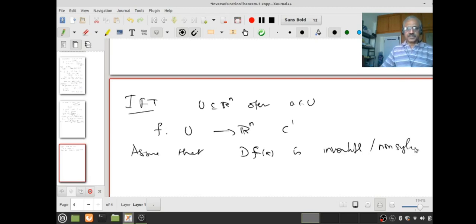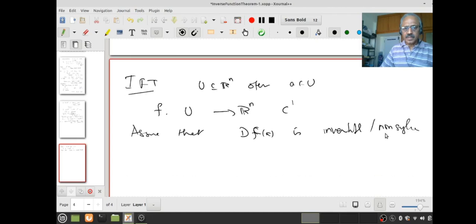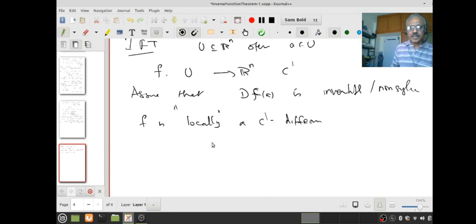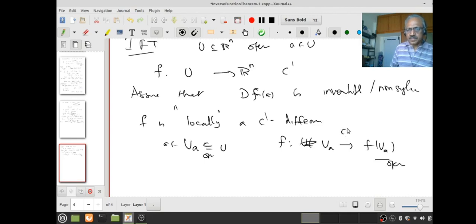These are the assumptions. That's it. Okay. Then what we want to say is that f is locally a C1 diffeomorphism. What does that mean? There is an open set UA contained in U, right? And so that f from UA to f of UA is open and this is a C1 diffeomorphism.